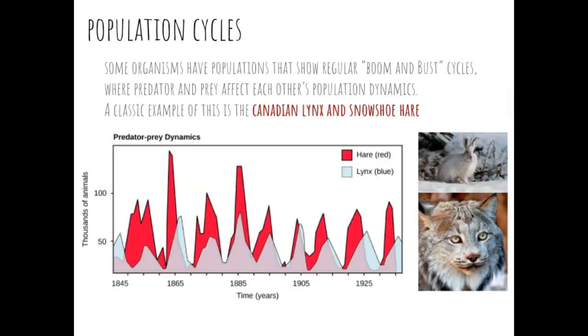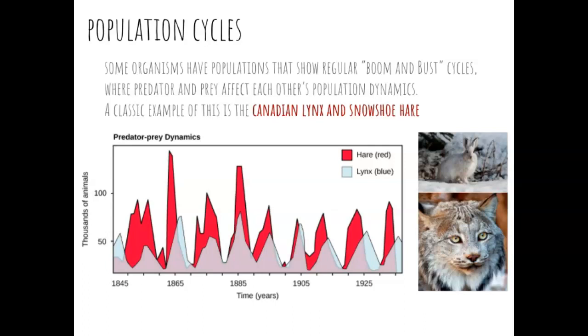In a lot of populations, especially predator-prey populations, we see population cycles where some organisms have populations that show regular boom and bust cycles, where you have a cycling dynamic where the numbers increase and then decrease. The classic example that is usually used for this is the Canadian lynx and the snowshoe hare. And we can look back at the number of individuals that were trapped in those areas.